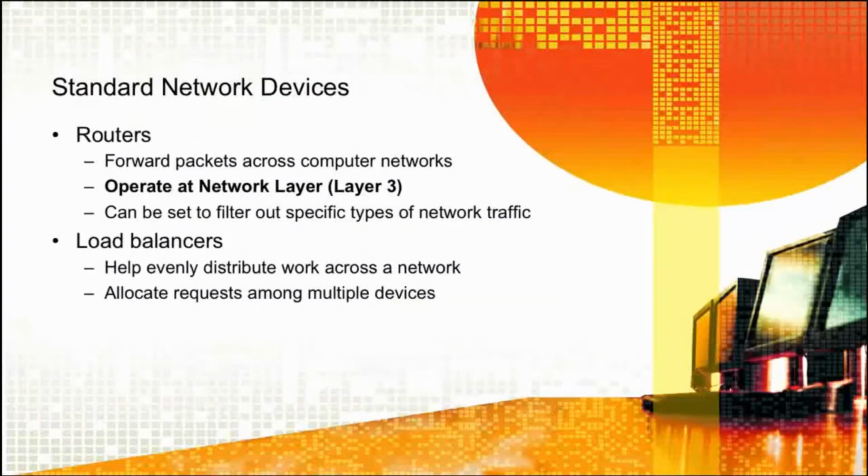Next, we have routers. The router will forward packets across computer networks. They operate at the network layer, or layer 3. They can be set to filter out specific types of network traffic.